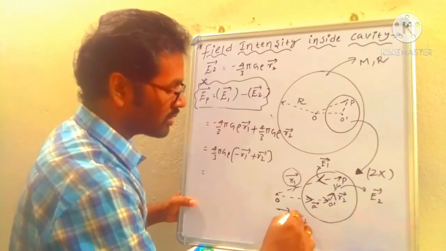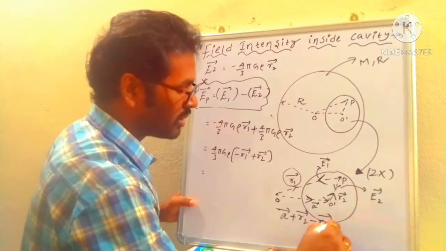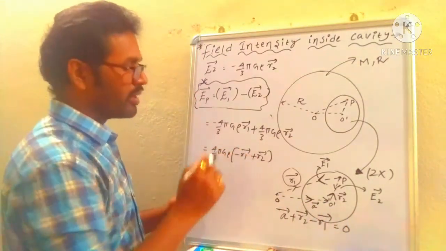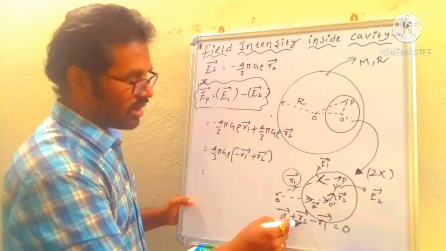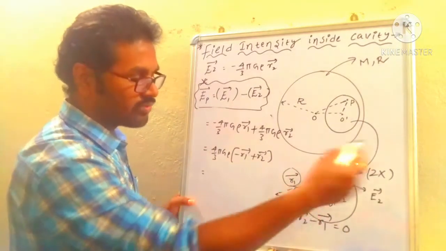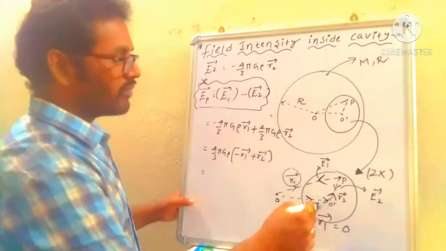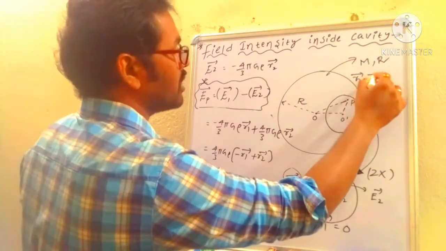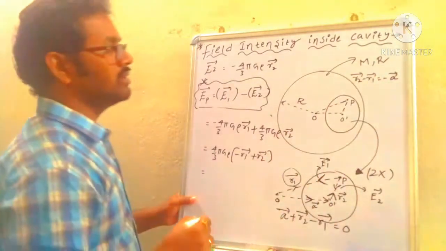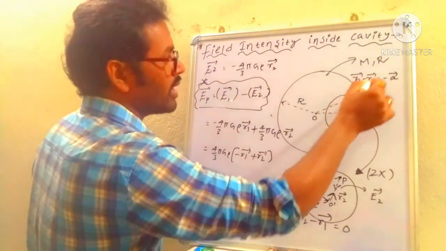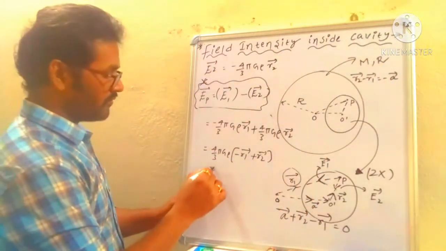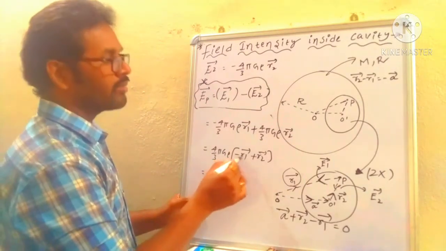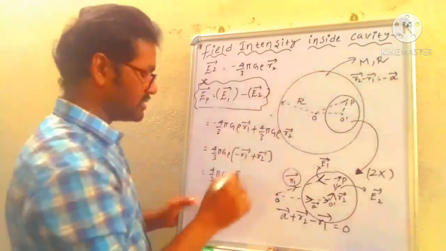A bar plus R2 bar minus R1 bar is equal to 0. So what do we want here? R2 bar minus R1 bar. With this you will get R2 bar minus R1 bar is equal to minus A bar. I am writing here R2 bar minus R1 bar is equal to minus A bar. So replace this value in this equation: 4 by 3 pi G rho into R2 bar minus R1 bar, which is minus A bar.